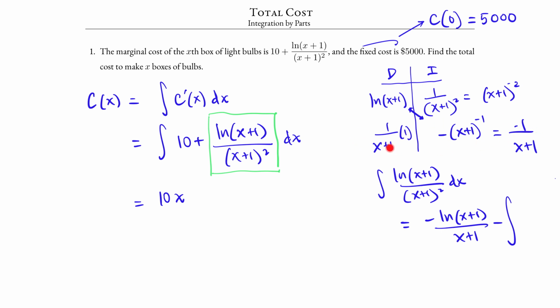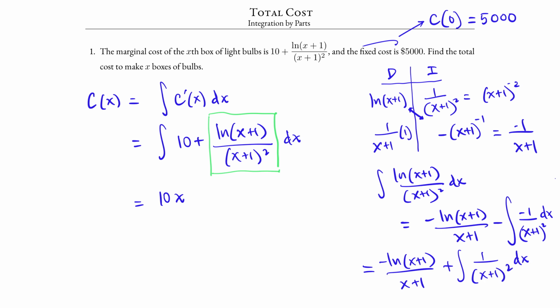If we take 1 over x plus 1 times negative 1 over x plus 1, we will get negative 1 over x plus 1, the quantity squared, and then dx. Don't forget that for this second term, we still have the integral sign. And so this is negative ln of x plus 1 over x plus 1 plus the integral of 1 over x plus 1 squared dx.